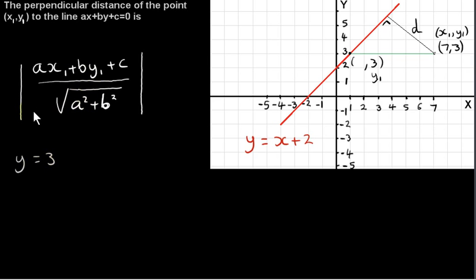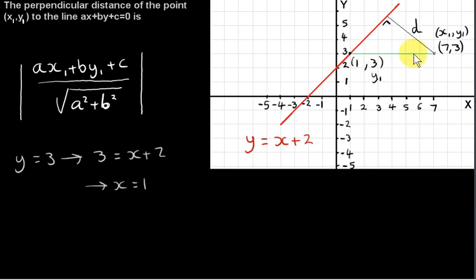Anyway, y is 3, so how do we find x? Well, we just sub it in here. So we replace y with 3. 3 must equal x plus 2 in our equation. So we see straight away that x is 1. So that's how we find the coordinates of this point here.